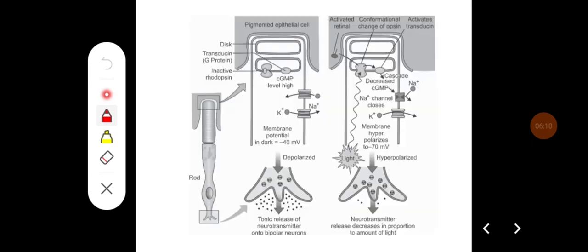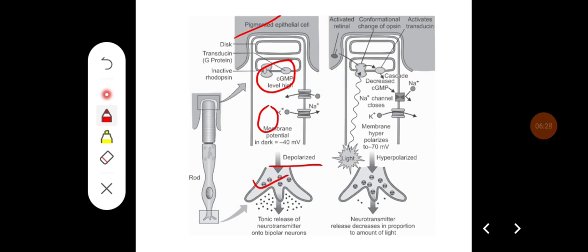So this is the mechanism which occurs in case of dark, where the high levels of cyclic GMP keep sodium channels open, sodium enters in, which causes depolarization and helps in the release of the glutamate neurotransmitter.